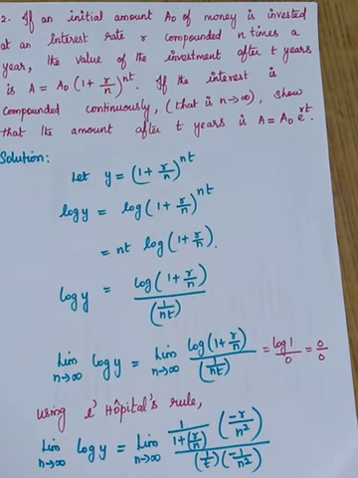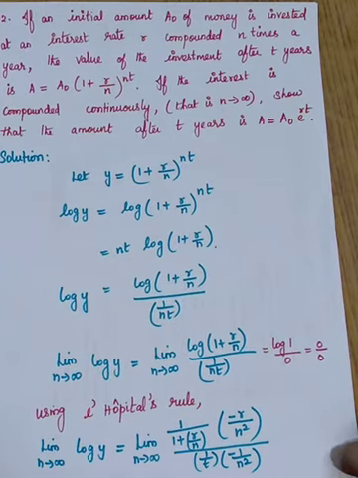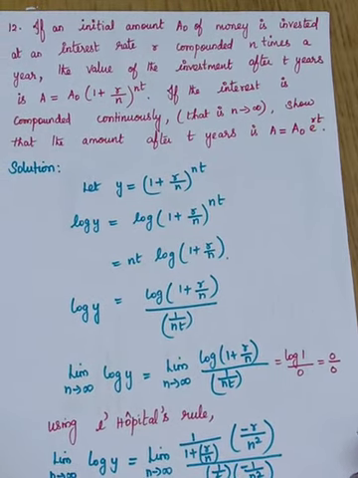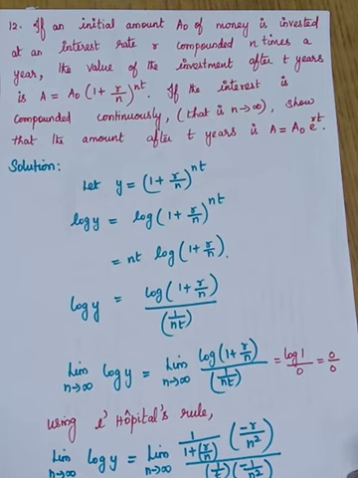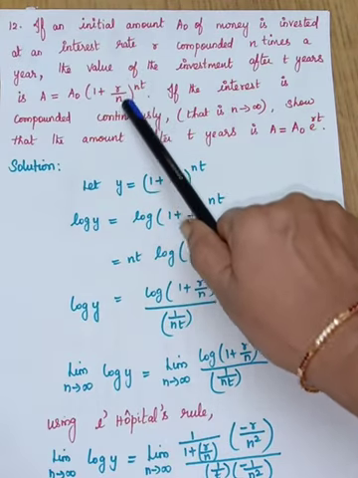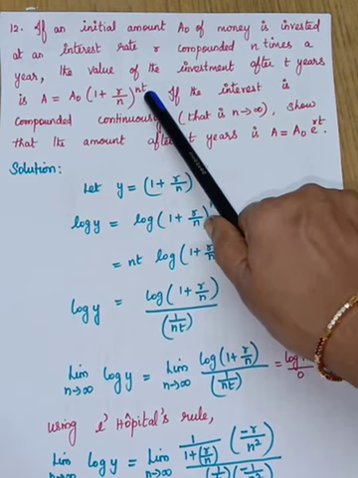Okay, come to problem number 12. If an initial amount A0 of money is invested at an interest rate r compounded n times a year, the value of the investment after t years is A is equal to A0 into 1 plus r by n the whole power nt.